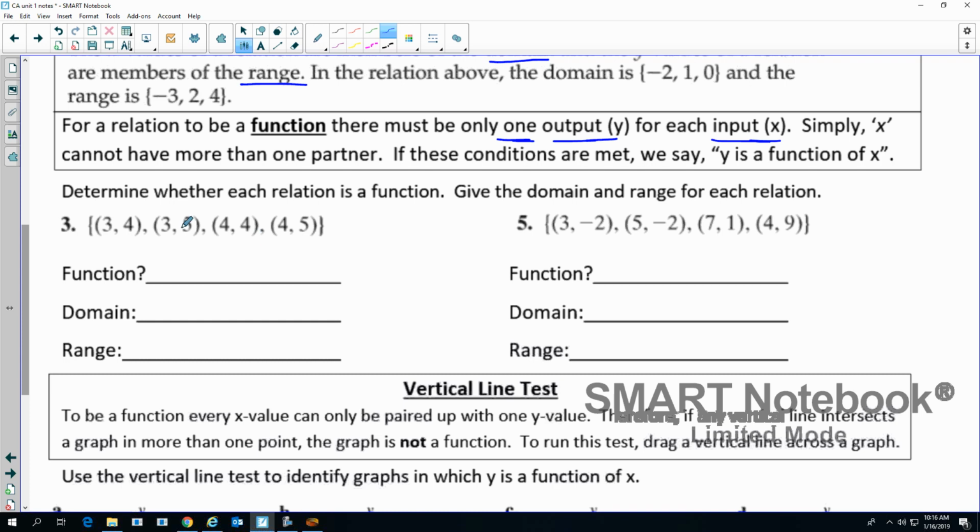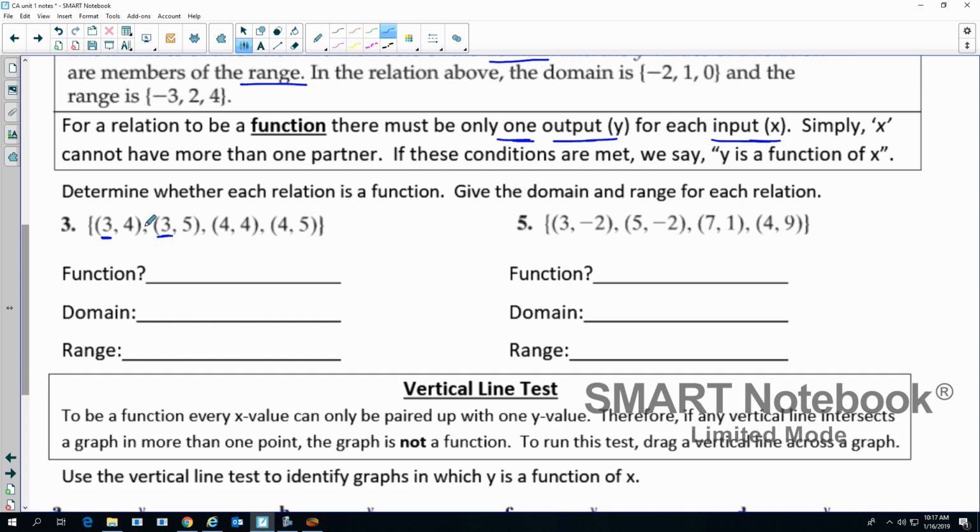Okay, so this first part just says, determine whether each relation is a function, give the domain and range of each relation. So this first one is not a function, and the reason why is because x has more than one partner, the x value of 3. If you notice, it's got a partner of 4 and a partner of 5, and so that's not good. And then you have the same issue here on the second two ordered pairs. But it just has to occur once.